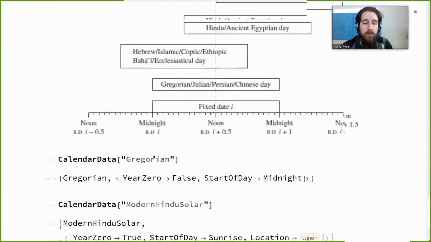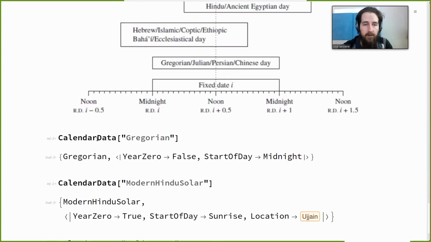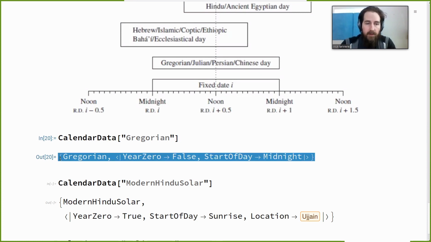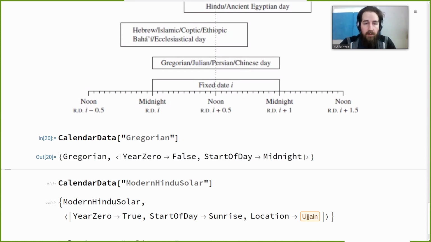All of this information is also available inside our calendar data. So if we look at a Gregorian calendar, we can say our day starts at midnight. The Hindu solar calendar generally begins at sunrise. The form that's presented here is also usable within our date framework in the Wolfram Language.